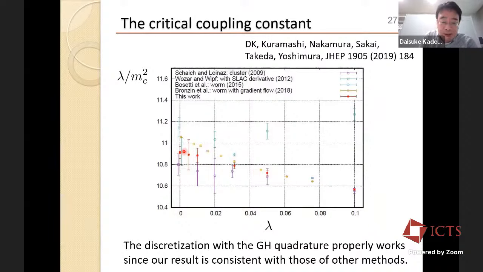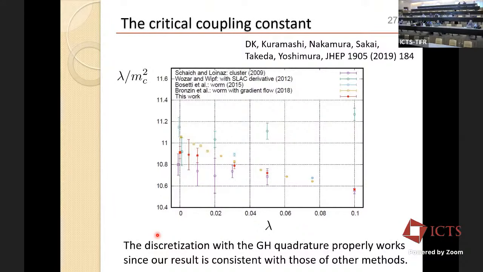And our results are consistent with those obtained from the other method. So we can say that the discretization with Gauss-Hermite quadrature properly works.